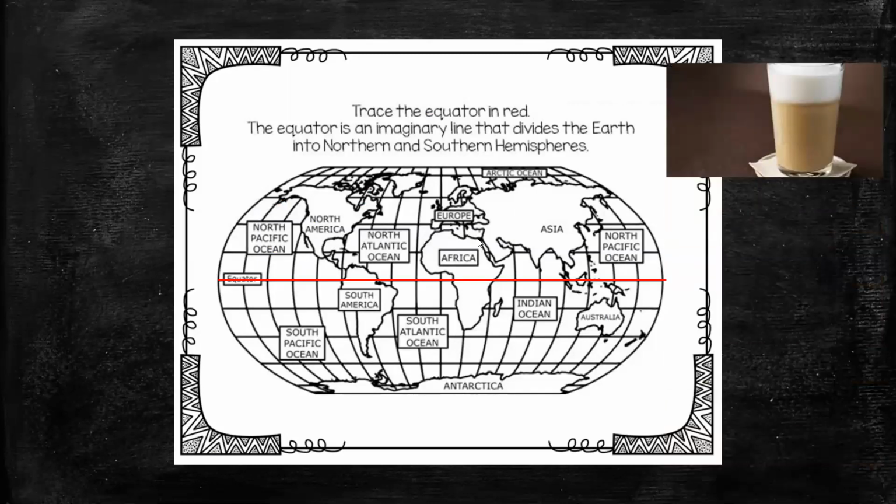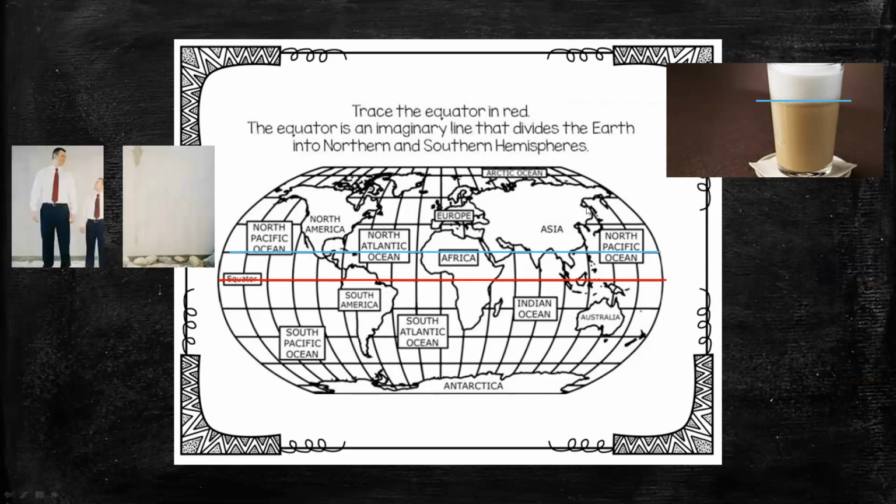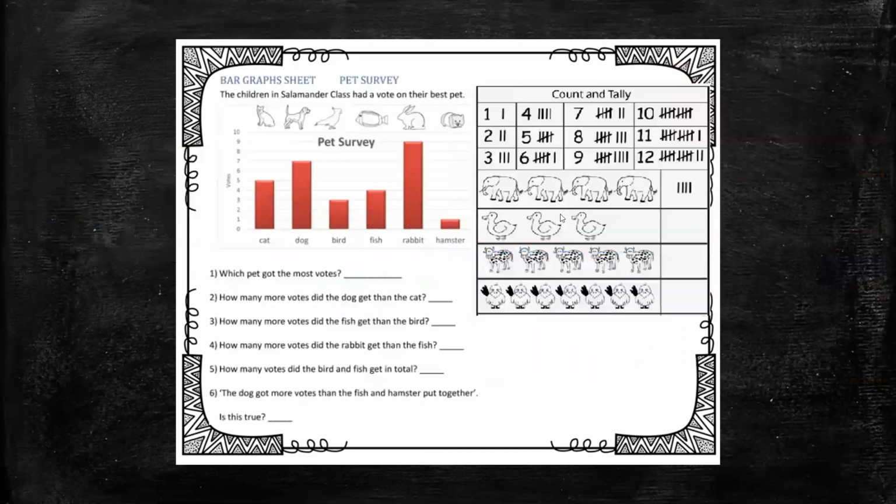Now, another type of imaginary line that you should know by now are the latitudes, and I like to look at it as the cafe latte latitude. So these are your latitudes right here, the blue lines. And then you've got longitudes right here. You can see this is a longitude right here. So you should know these imaginary lines.